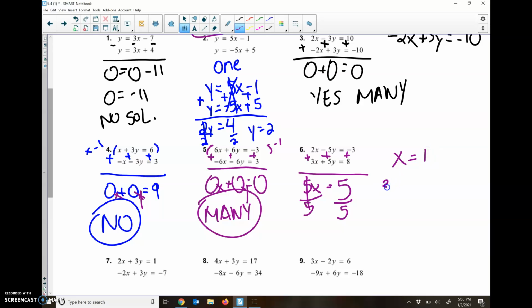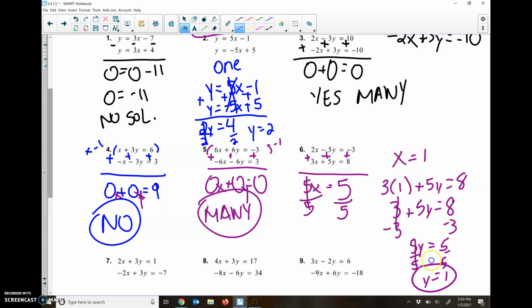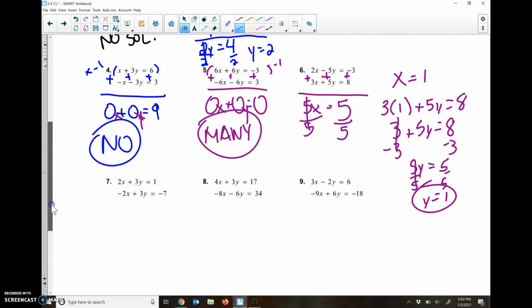And I'm going to plug it into that bottom equation. I don't like dealing with negatives. So 3 times x is 3, plus 5y equals 8. So subtract 3, 8 minus 3 is 5, divide, so y equals 1. Okay. Otherwise, the rest of this work is pretty much the same. You'll see the numbers kind of get bigger, but that doesn't really change anything.